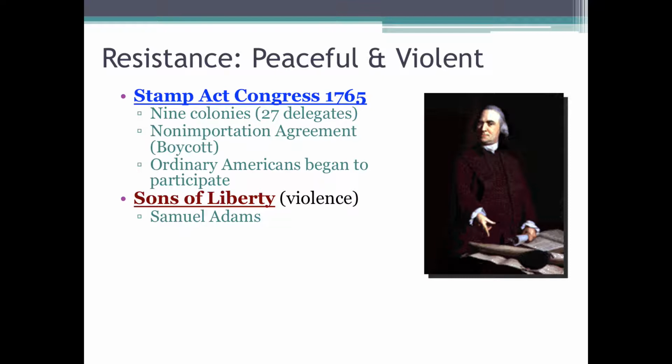They will set fire to people's homes. They'll set fire to ships. They will tar and feather individuals. They will beat people up in the streets. They'll do whatever they can to basically bring a type of terror to British loyalists living in America, to get rid of the Stamp Act or any other laws that they just didn't like. So this was the violent wing of this resistance movement that begins here in the American colonies.